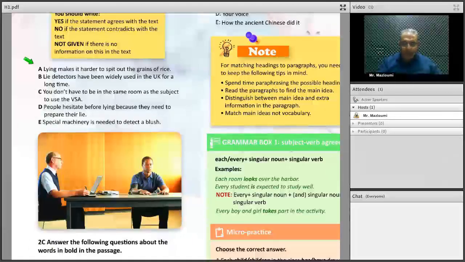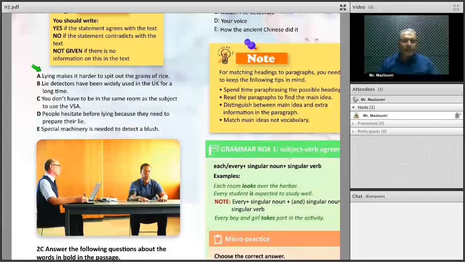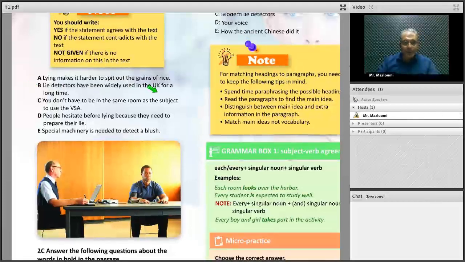Well, A. Lying makes it harder to spit out the grains of rice. So, does it make it harder to spit out or easier? Remember, when we lie, our mouth gets drier, so it makes it easier. It's just the opposite. So, you should write no here. B. Lie detectors have been widely used in the UK for a long time. So they have been widely used in the UK or in the US? Right, the US. Wrong again.